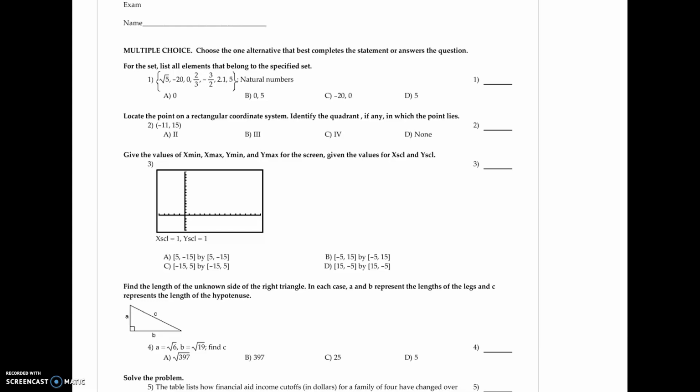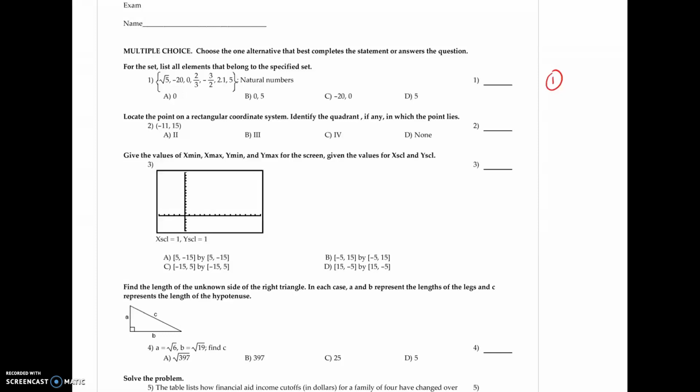Alright guys, so now we are going to correct practice exam number 1. Question number 1: they're asking you to define a list of elements, which one is or are natural numbers.